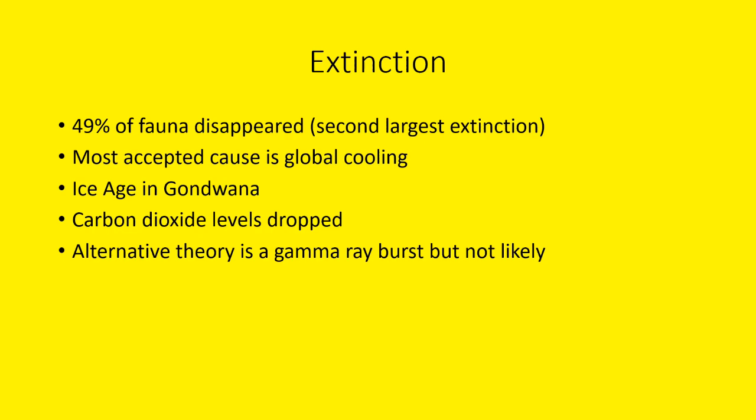But there is another alternative theory out there, that a gamma ray burst probably stripped the Earth of its ozone layer, and that's where a lot of the animals were exposed to the radiation from the sun. But this theory is unlikely. This is more of an alternative theory, but the most accepted theory is global cooling.